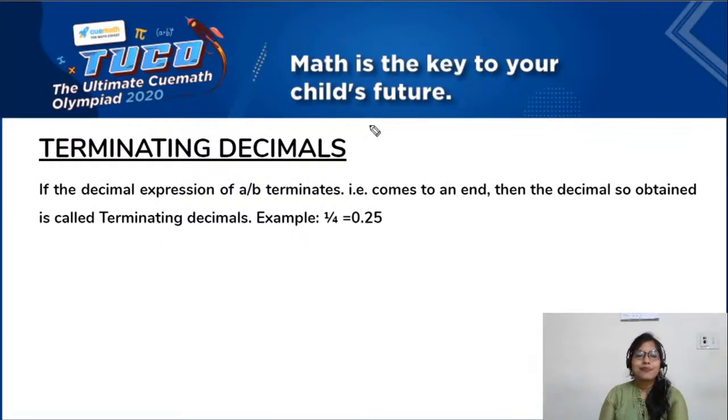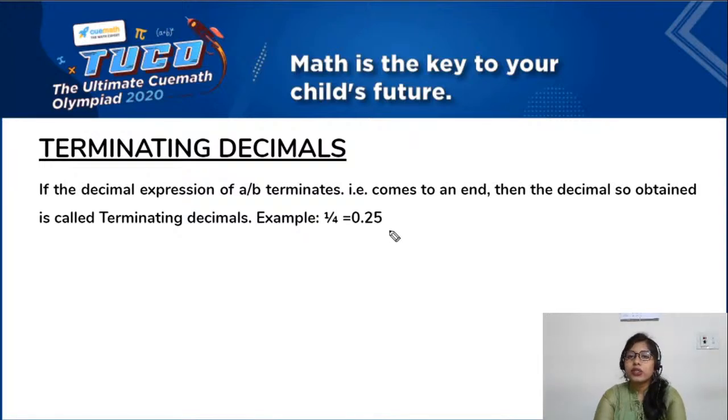If the decimal expression of a over b terminates, that is, comes to an end, then the decimal so obtained is called a terminating decimal. For example, 1 over 4, which is 0.25. So it means that at some point, when you do the division, like 1 upon 4, we all know that 1 upon 4 gives us 0.25.